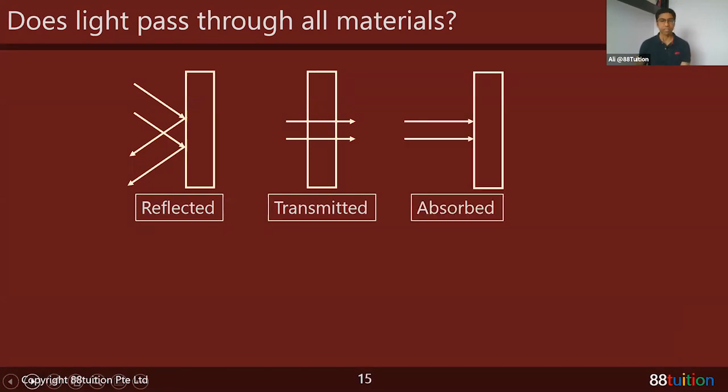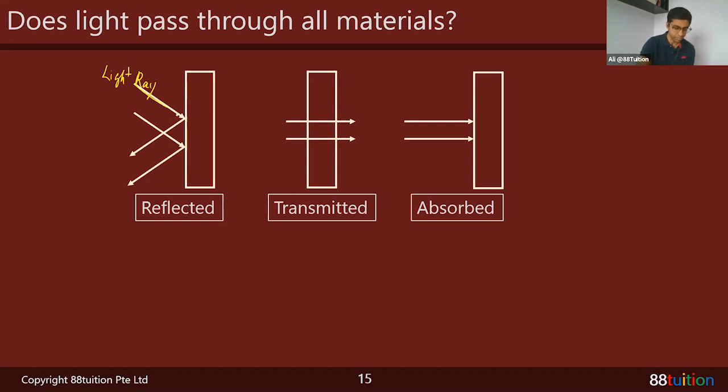What's the other action of light? Light can get absorbed. It's all based on the arrows. Can you just identify, based on the arrows, what happens to light? This is the light ray. What happens to this light ray?